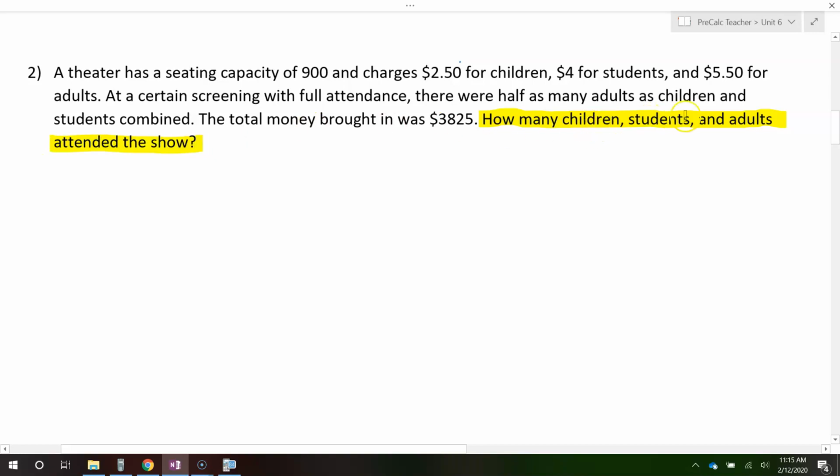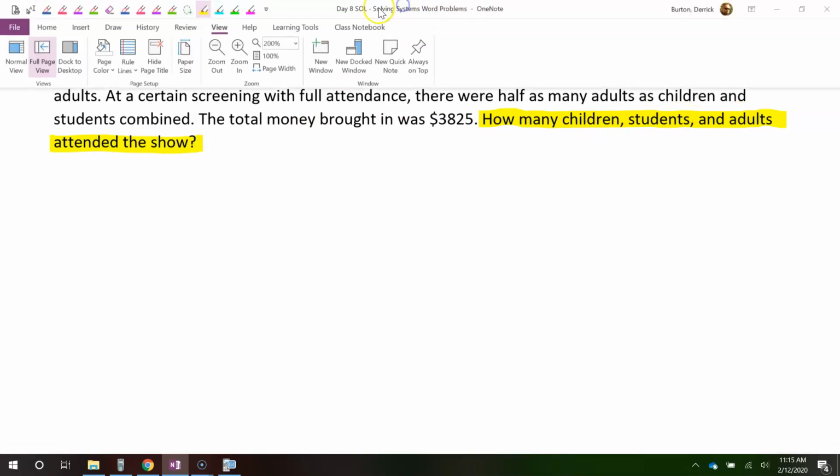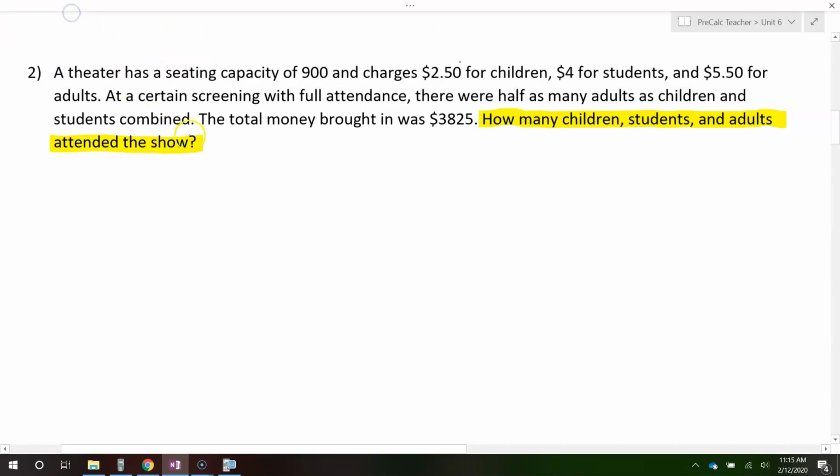How many children, students, and adults attended the show? So we'll need a variable for each one of those. So let's let x equal the number of children. And we will let y equal the number of students. And we will let z equal the number of adults.